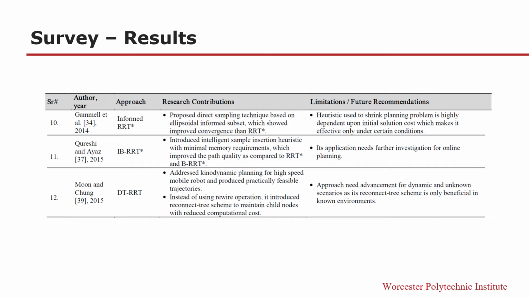A kinodynamic variant of RRT star called dual tree RRT manages two trees called state tree and workspace tree. At first, workspace tree explores targeted environment without considering any physical constraints. Then, state tree generates trajectories from workspace tree nodes using kinematic and dynamic constraints. The proposed approach showed better computation time. However, the algorithm is only useful for known or partially known environment.